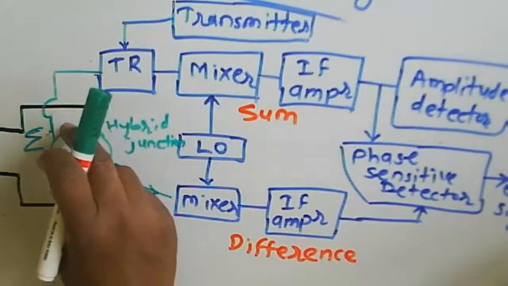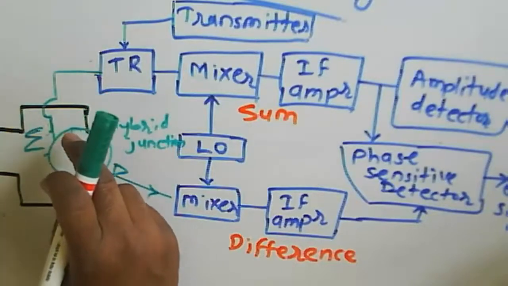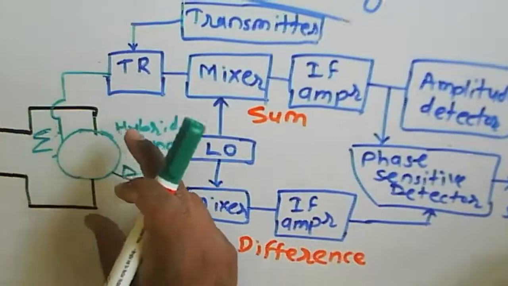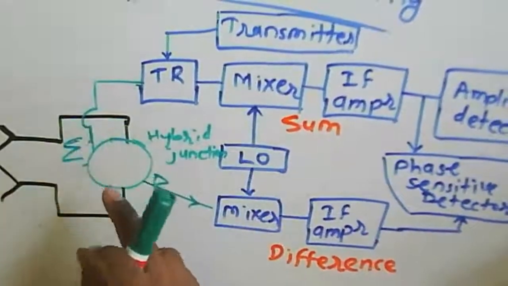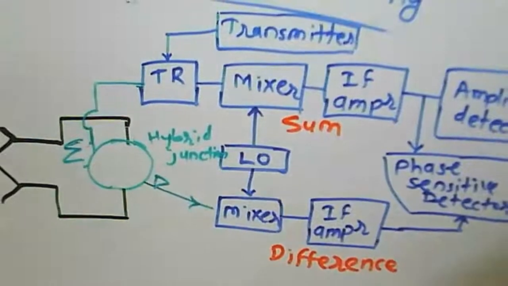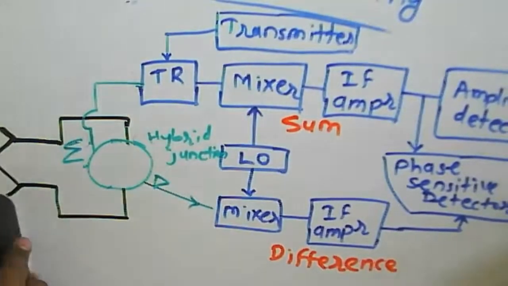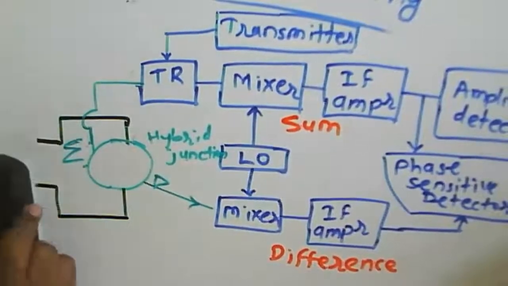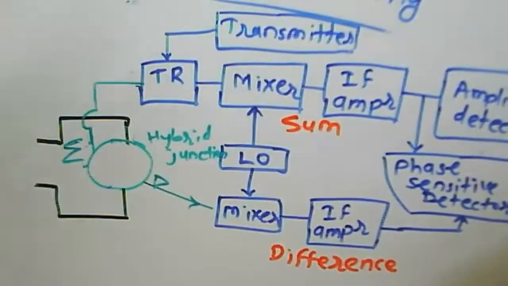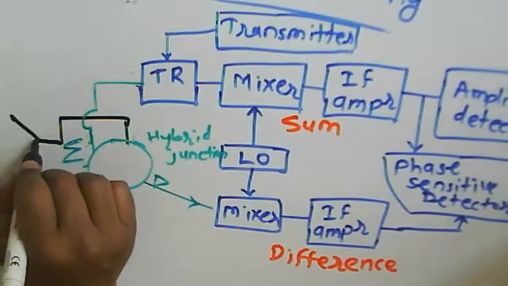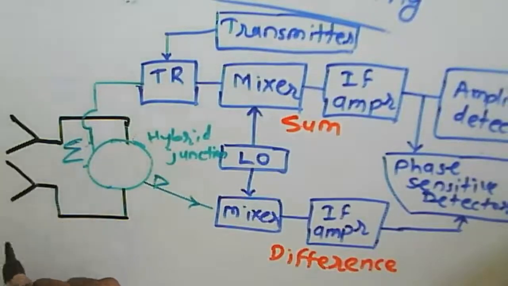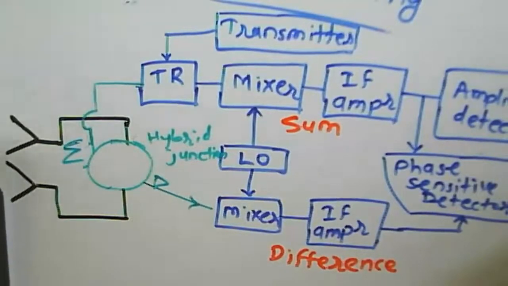Now we consider this particular hybrid junction. This hybrid junction is useful for transmitting the two signals as well as for receiving these two signals. Even if you are not able to see here clearly, I'll just redraw the antenna again. Now this one is about your antenna.